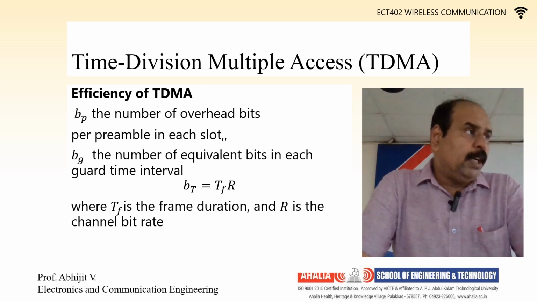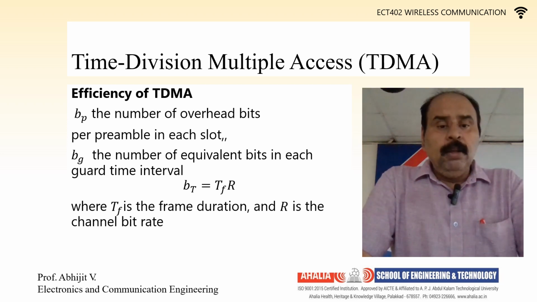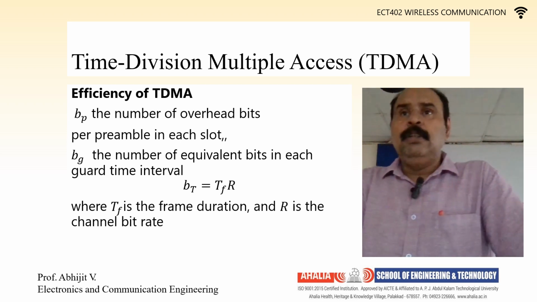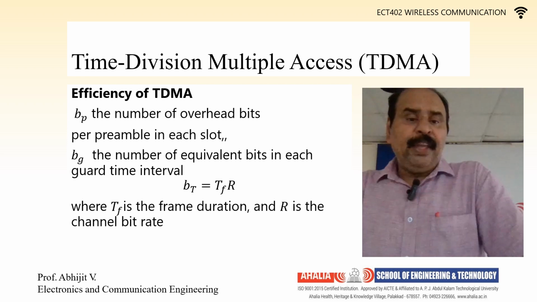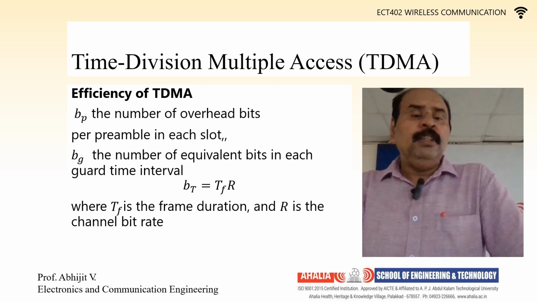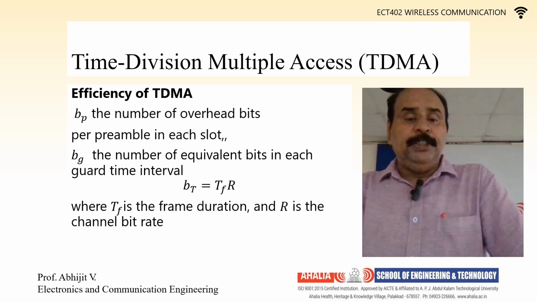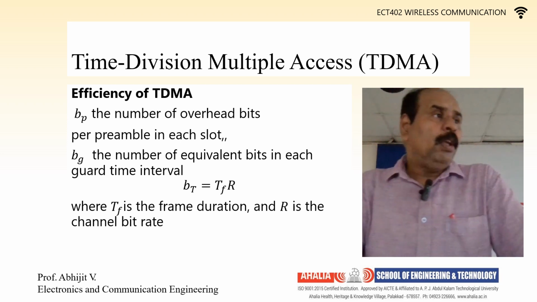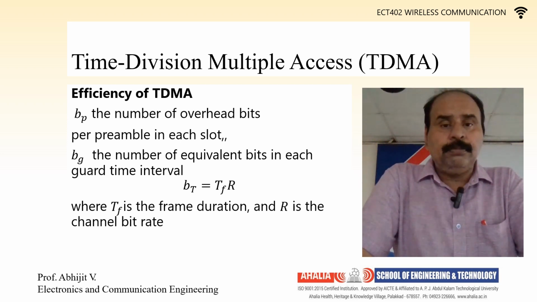BP is the number of overhead bits per preamble in each slot. The number of equivalent bits in the guard time interval is given as BG. BT is equal to TF into R, where TF is the time frame duration and R is the channel bit rate.